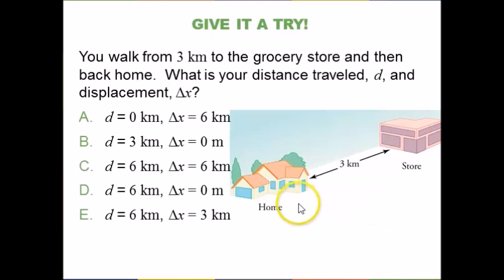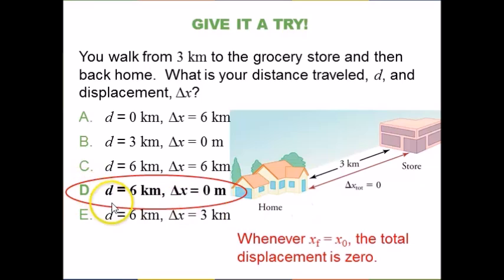So let's give it a try. If you start from home and you walk 3 kilometers to the grocery store and then you get back home again, what's d, the distance you traveled, and delta x, your displacement during that time? I'll give you a minute to think about that. Press pause, and then we'll look at your answer. Okay, so hopefully you chose D. The distance that you traveled was 3 to get to the store, and then plus 3 to get back home. So that's 6 kilometers. However, your displacement was 0. Whenever your final position equals your initial position, so you start at home, end at home, that means your displacement is 0.